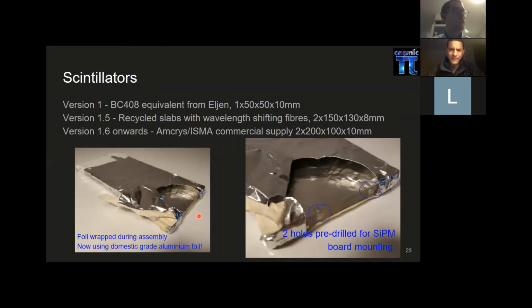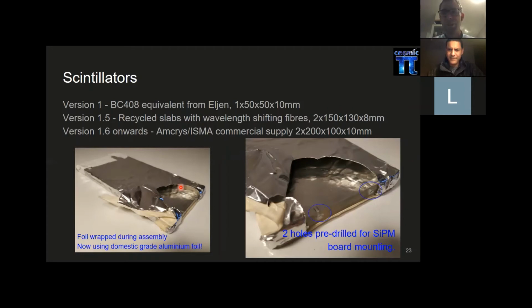Scintillators. So our version 1 used this 50 by 50 tile from Eljen. For our version 1.5, we used some slabs which were recycled from a physics experiment, which had wavelength shifting fibers. And we took them, we cut them in half, we put them on top of each other, and we did coincidence. But from version 1.6, we've been using these slabs that you can see in the picture, which are polystyrene. They are 200 millimeters by 100 millimeters by 10, and we can order these.